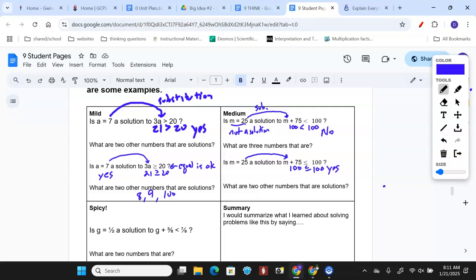What are two other numbers that are? Well, all the ones that worked up here still should be, because less is still okay in this situation. So 24 is fine, 23 is fine, 0 is fine. Anything less than 25 is fine. I hope that makes sense. That's the big difference with this symbol.